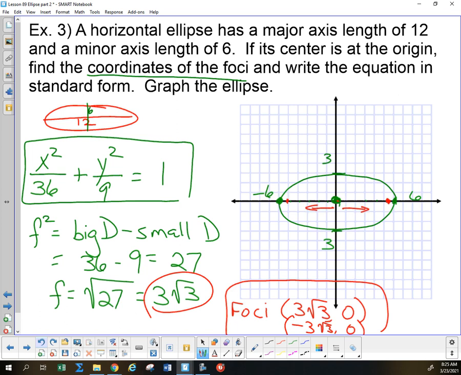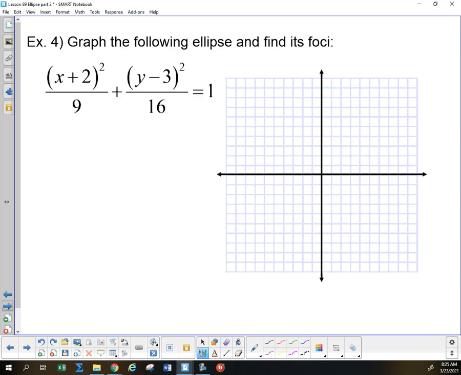All right, then I have one last example. So this one gets a little more fun in my opinion, because now the center is not at 0, 0. So let's think through what's going to happen there. First thing we do is figure out what the center is.